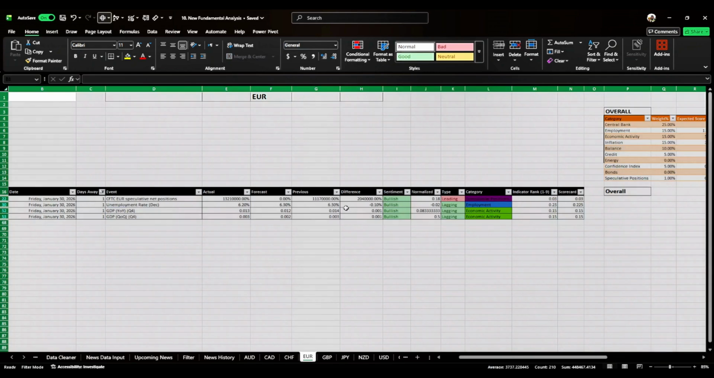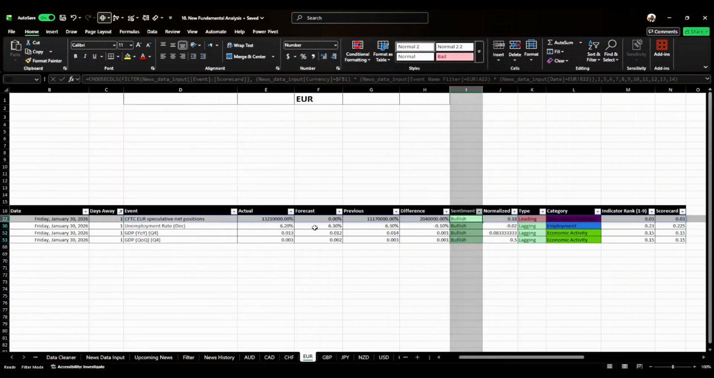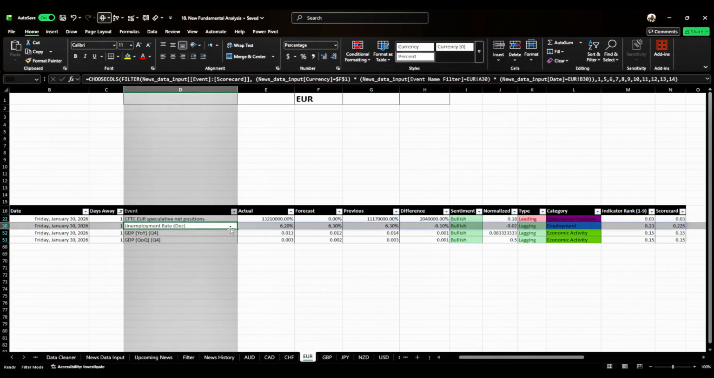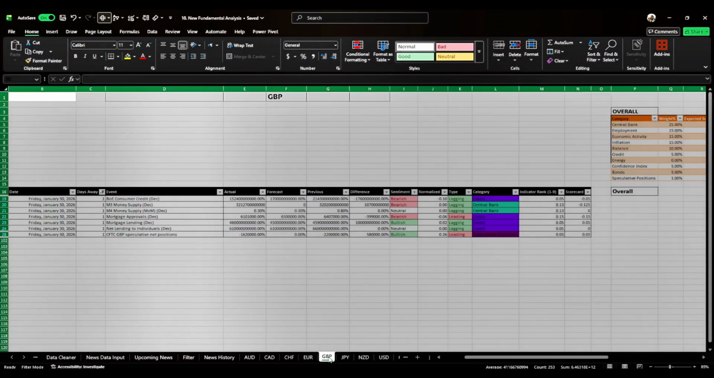For the euro, they got the speculative stance. Now the speculative stance for the euro net, right, is bullish. The unemployment rate came out real good. The GDP year over year and even quarter over quarter for quarter four, meaning the last quarter of last year, is clearly bullish. So basically we can say the euro is one currency that has real good news from just yesterday.